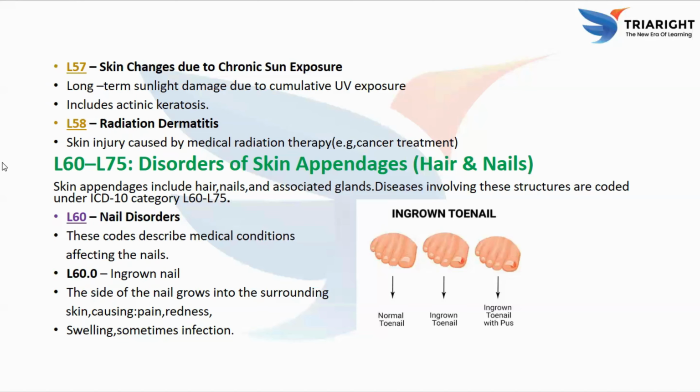Coming to L60, nail disorders. These codes identify the medical conditions of the nails. For example, L60.0, the ingrown nail. What is an ingrown nail? It's when a side of the nail grows into the surrounding skin. This is called an ingrown nail. This is most common on the toenails. What are the symptoms? Pain, redness, swelling, and sometimes infection or pus.